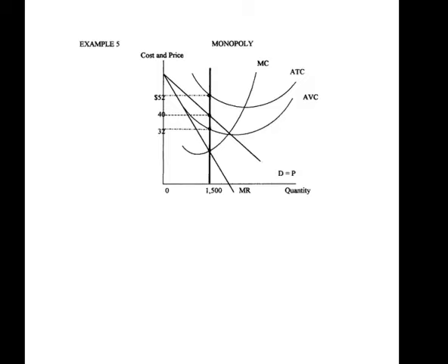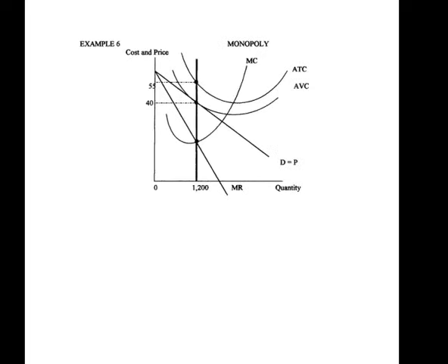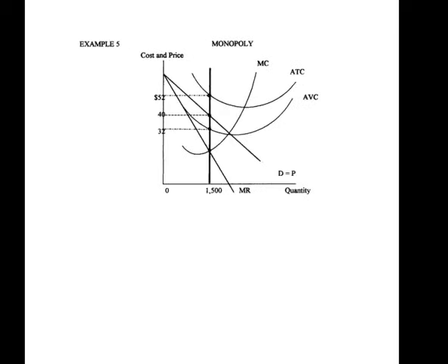Okay, now let's see what the next graph might show. Okay, in this case, oh, wait a minute, let me go back. I forgot something. We've done Rule 1, we've done Rule 2. We've compared price and ATC. We've compared marginal cost and marginal revenue to determine what level of output they should produce.